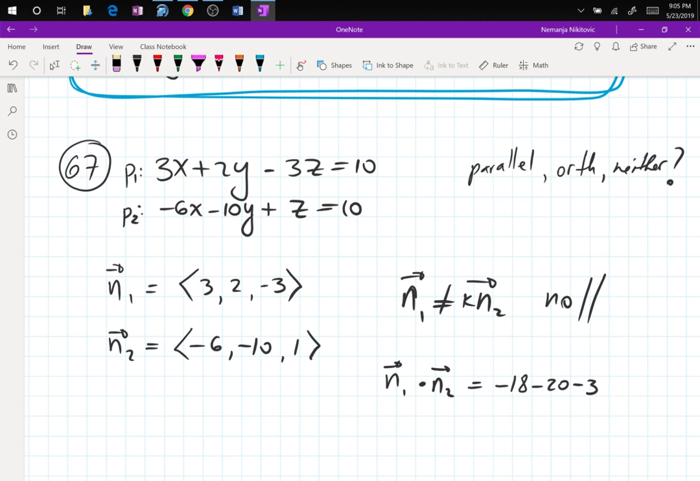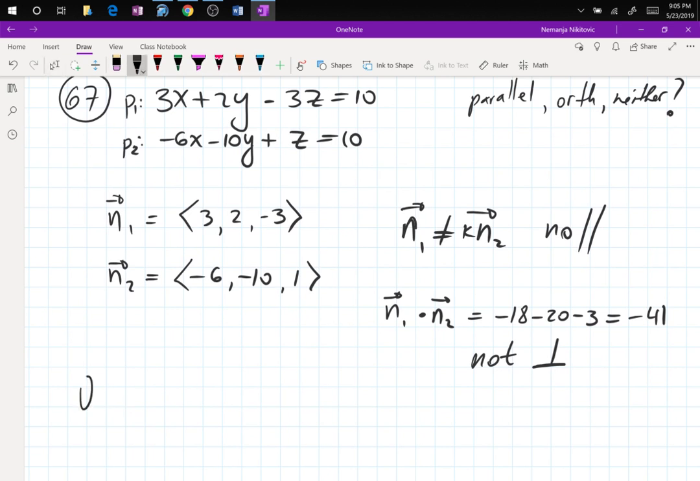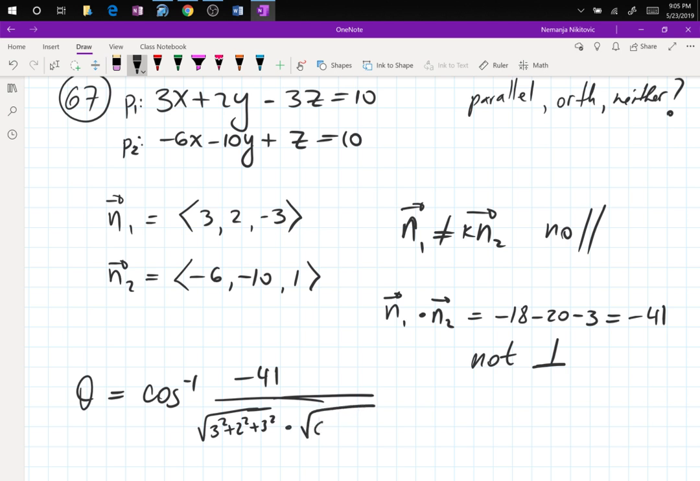I don't even care what this is. Actually, we do need it because we are going to do the angle to see at which angle they intersect. So this is negative 41. So that's the dot product. So now that means not orthogonal. And now finally, to find theta, we have inverse cosine of negative 41 divided by square root of 3 squared plus 2 squared plus 3 squared. Don't worry about negatives, the square will kill them. Times the square root of 6 squared plus 10 squared plus 1 squared.